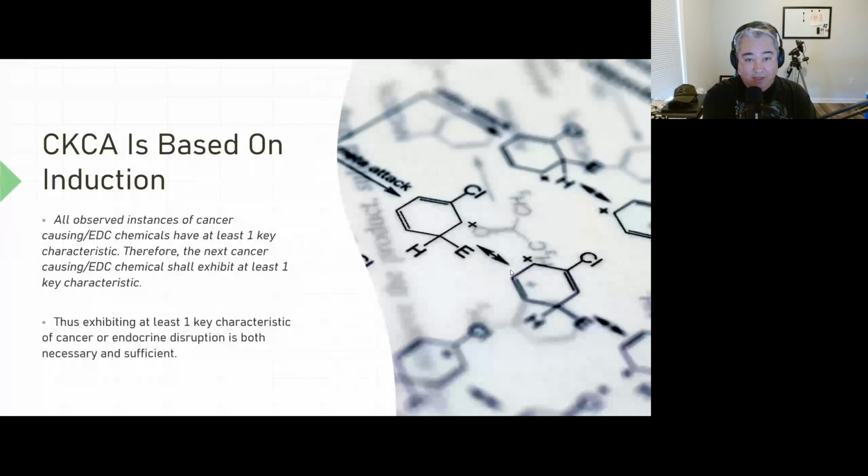That is a rule, by the way, in both papers. If you meet just one of the key characteristics of the 10, then they consider you to be either a carcinogen, if you're using the key characteristics of carcinogens, or an endocrine disruptor, if you're using the key characteristics of endocrine disruption. All you have to meet is just one of the characteristics. You don't have to meet all 10. You just have to meet one. Now, so therefore, here's the therefore part. The next cancer-causing or EDC chemical shall exhibit at least one key characteristic. This is inductive logic. So, like I said, exhibiting one key characteristic is necessary and sufficient in this classification scheme.